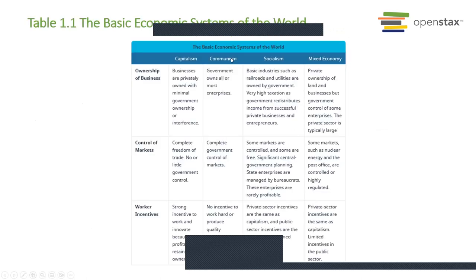So here are some charts of the basic economic systems, comparing capitalism, communism, socialism, and mixed economy. It goes by owners of the business, control of the markets, and worker incentives.